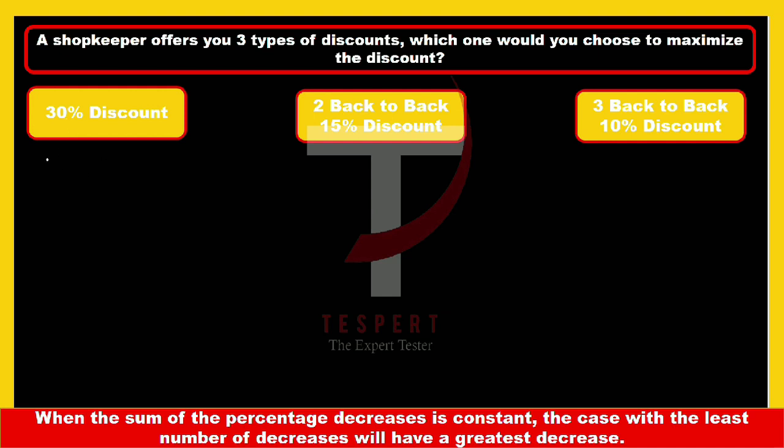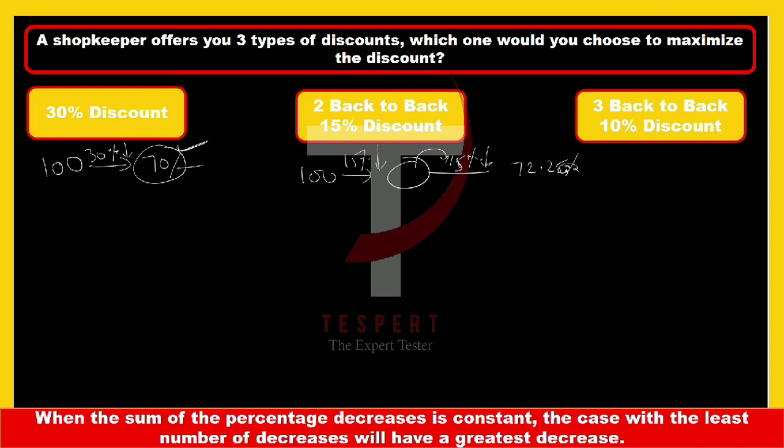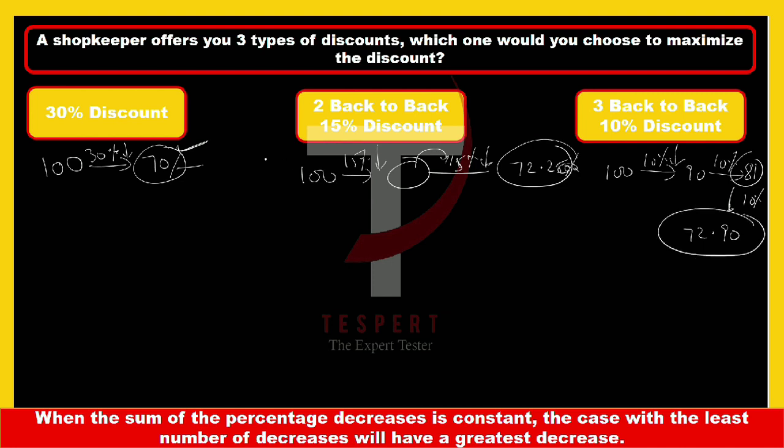Let us take initially the product was 100 rupees. A 30% discount means a 30% reduction, so you will get that product for 70 rupees, right? In the second case, 100 rupees with a 15% discount, and then again a 15% discount on this value, the final value becomes 72.25 rupees. Here three back-to-back discounts: 100, if 10% is reduced, becomes 90. Again 10% is reduced, now it becomes 81. Again 10% is reduced, now it becomes 72.90. So which one do you choose? Will you pay 70 rupees, or 72.25 rupees, or 72.90 rupees?